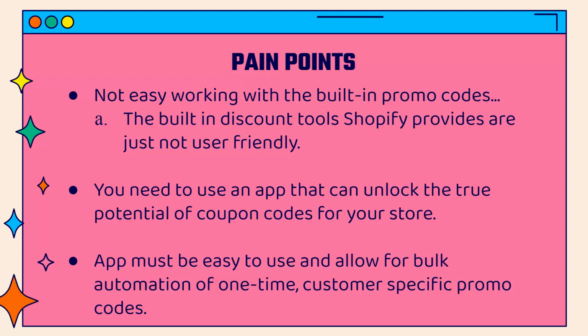And the app must be easy to use and super easy when it comes to bulk automation. If you have a segment of customers that you want to send one-time codes to, or even your entire list, forget about segments, just send to your entire list, right? You want the ability to create these in bulk automatically and have it just work, without needing to tweak anything individually. We want customer-specific promo codes to drive that scarcity and that incentive. You could even put some time limitation on it as well.